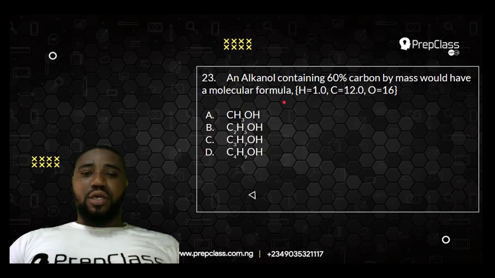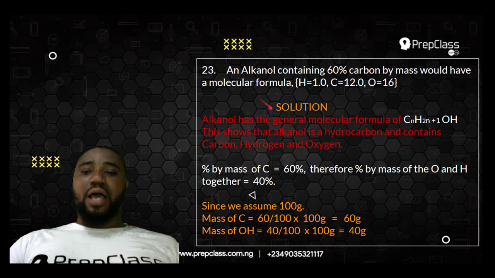Question number 23. An alcohol that contains 60% carbon by mass would have a molecular formula of. Now they've given us the molar mass of each of the elements that make up this alcohol: hydrogen, carbon, and oxygen. So quickly look at what I said here. Alcohol has the general molecular formula CnH2n+1OH. That's the general molecular formula of alcohol.